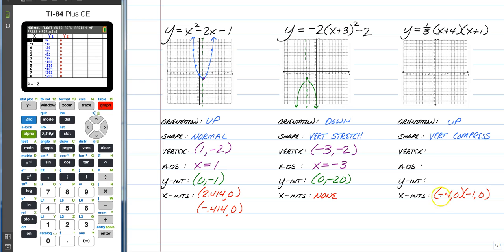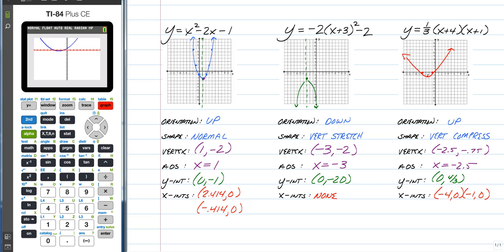So we already know the x-intercepts of this last one because it's in intercept form. But I would like you to pause the video and just try to find the vertex, axis of symmetry, and y-intercept on your own by pressing the buttons, and we'll see if you get them right. As soon as you're ready, click play, and we'll see if you got them. Give it a shot.